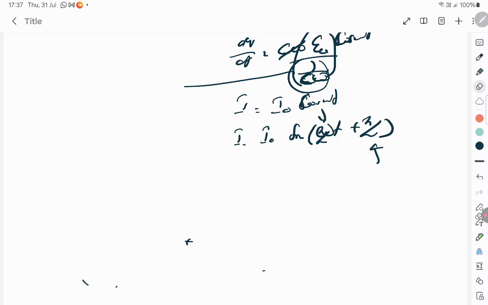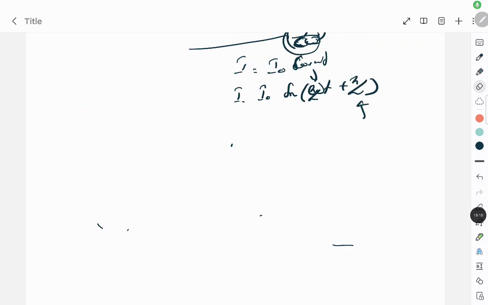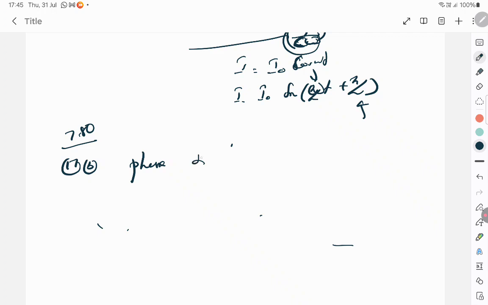Next question, on page number 7.80, which is very difficult: the 17th question, B part. Draw a graph to show the phase relationship between the instantaneous flux and the instantaneous induced EMF.